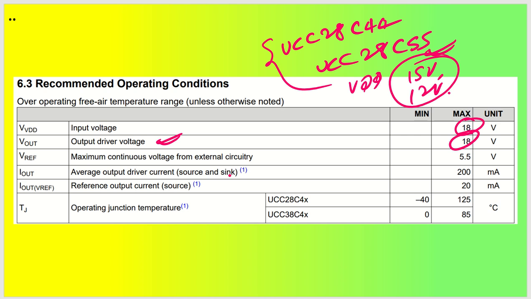The reference voltage, you can see, is 5.5 volt maximum. Average output drive current will be I out, which is going to be 200 milliamperes, and I out reference you can take only 20 milliamperes, so you have to understand that V reference is not to be used for more than 20 milliamperes of current. That's all. It can work up to 125 degree centigrade maximum, which is the 28 series, and the 38 series will work from 0 to 85 degree centigrade. So the 38 series will be lower cost compared to the 28 series.